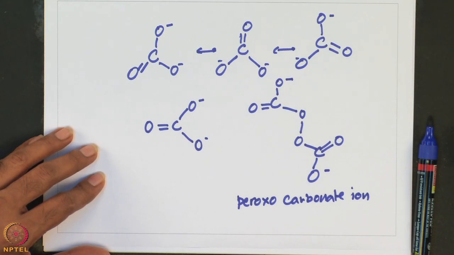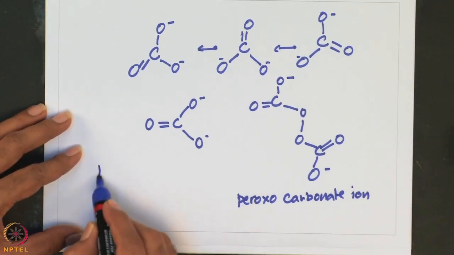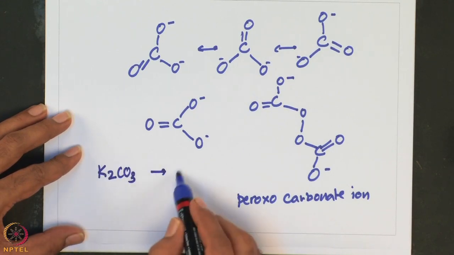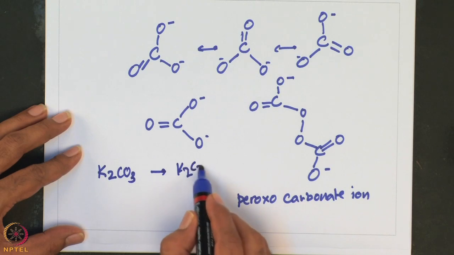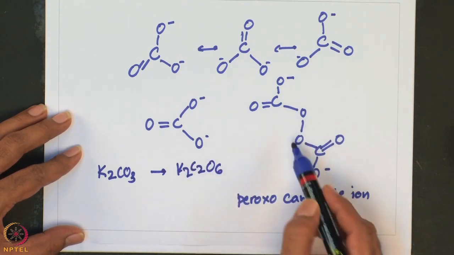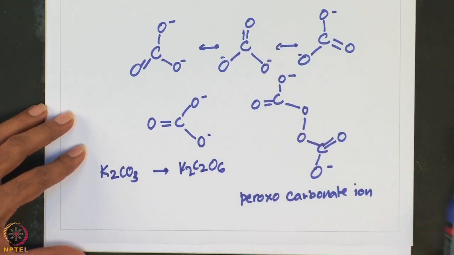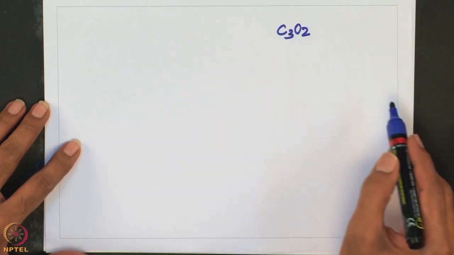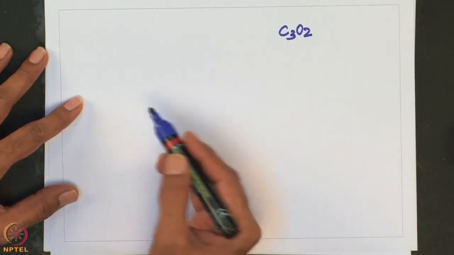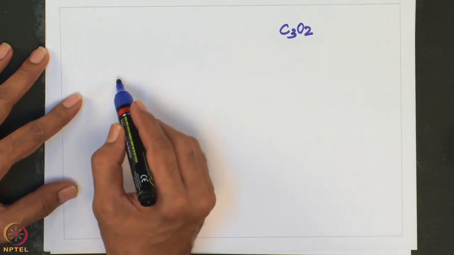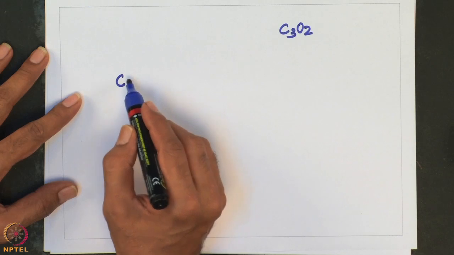So, that means one can make this starting from K2CO3, giving K2C2O6. This is called potassium peroxo carbonate, and this is potassium carbonate. A third oxide of carbon is carbon suboxide having the composition C3O2. One can prepare this starting from malonic acid, for example, on dehydrating malonic acid.